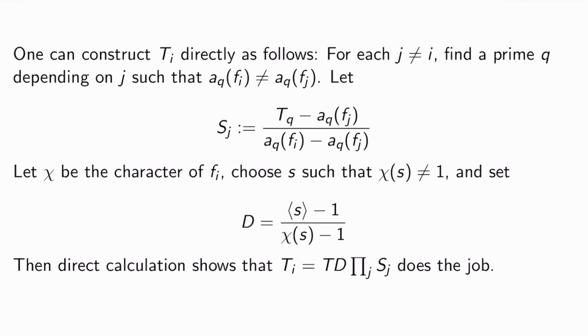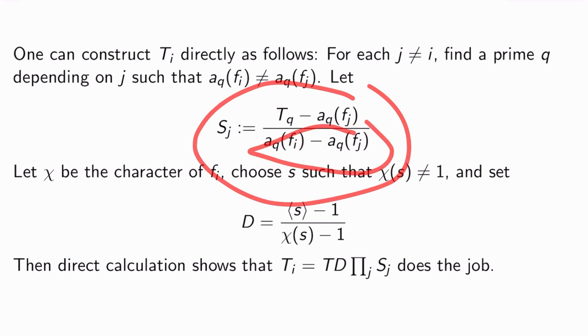So, the point is you can actually build these T_i's directly. For each j that isn't equal to i, just find a prime q depending on j, such that a_q of f_i isn't a_q of f_j. Of course, you can do this because f_i and f_j are different representatives. Let S_j be T_q minus a_q of f_j, divided by a_q of f_i minus a_q of f_j. Okay, this is well defined because this isn't 0.